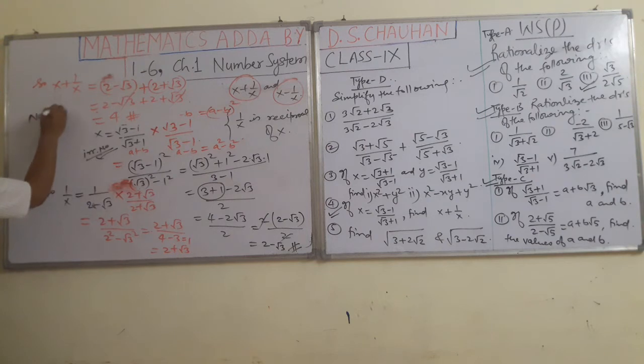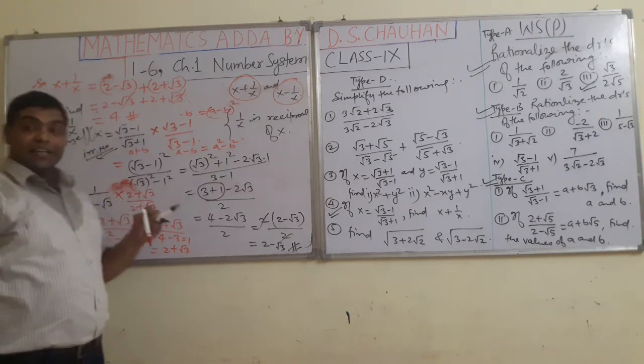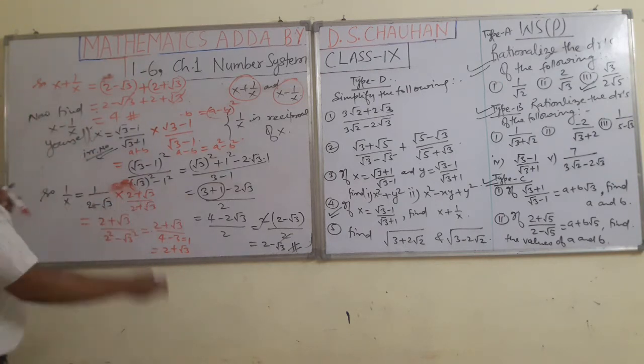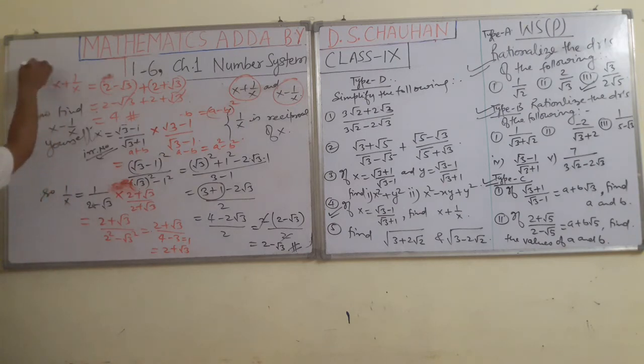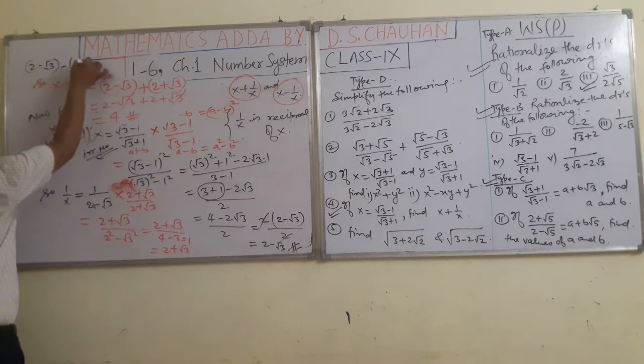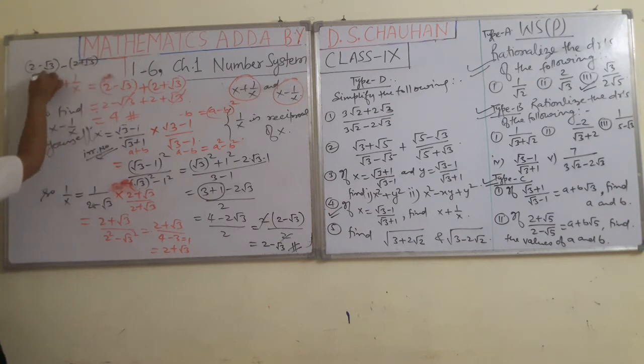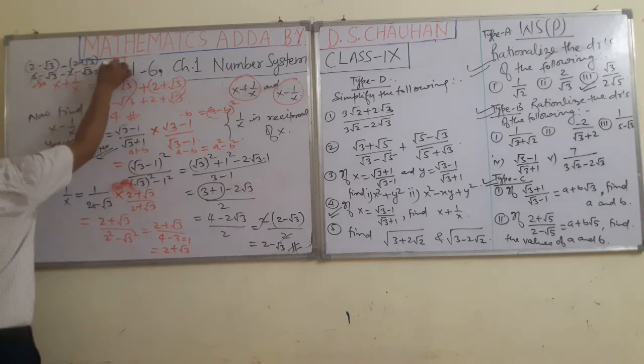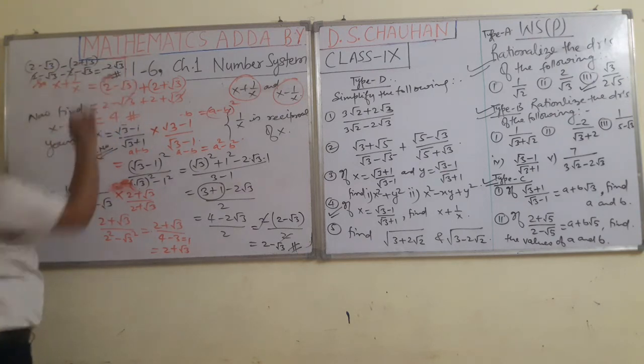Now find x minus 1 by x yourself. Your answer will come, what will it be? If you simplify easily, 2 minus root 3 minus (2 plus root 3), you open the bracket, the 2 cancels, and minus 2 root 3 will be your final answer.